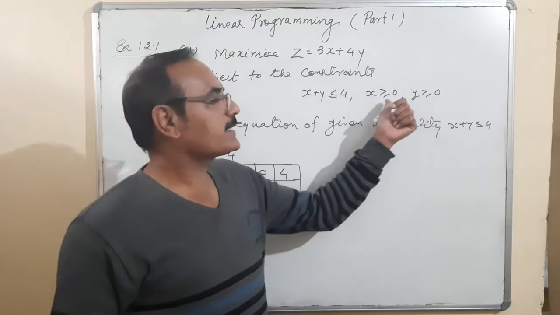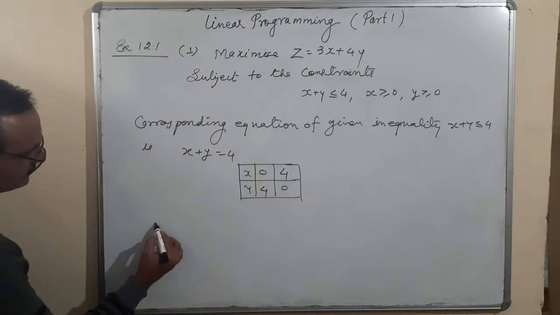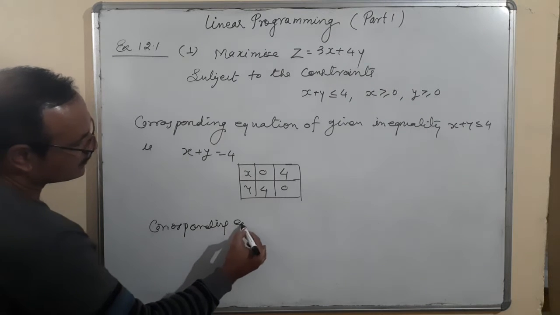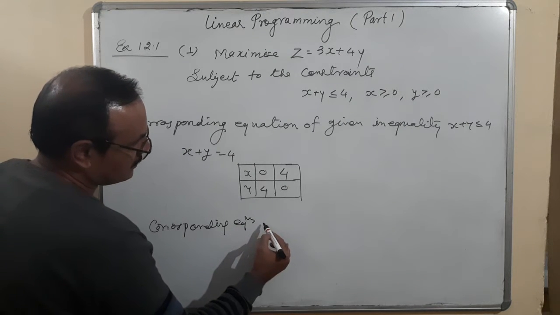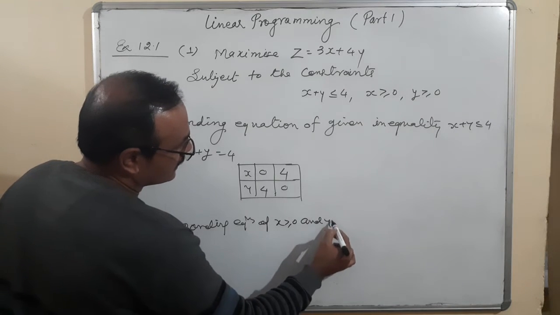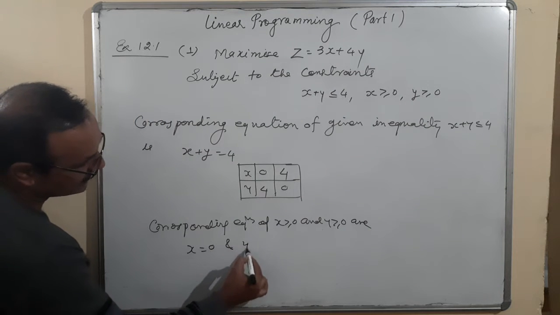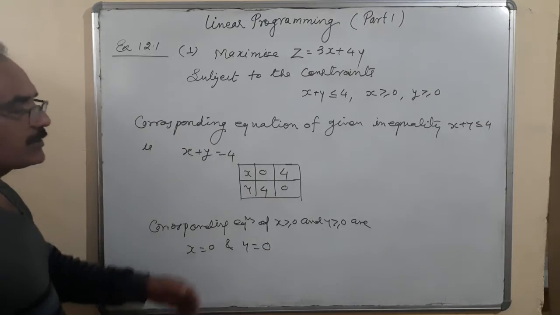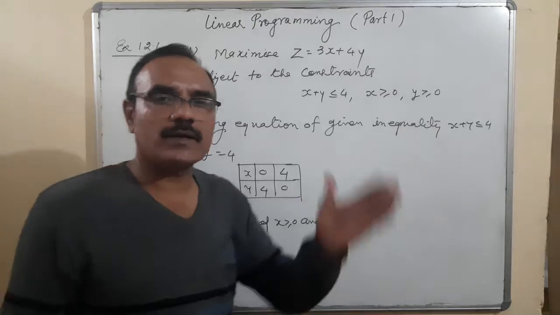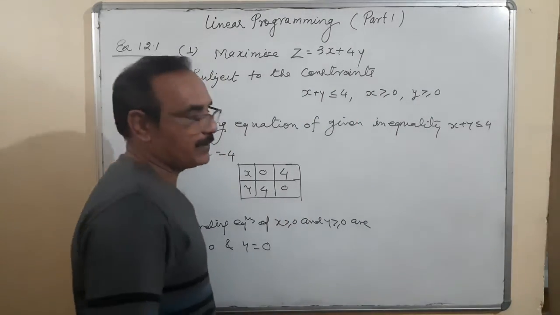Here it is given that x is greater than or equal to 0. The corresponding equations of x greater than or equal to 0 and y greater than or equal to 0 are x equal to 0 and y equal to 0. Not to worry about that. x equal to 0 means we are talking about the y-axis. y equal to 0 means we are talking about the x-axis on the graph paper.